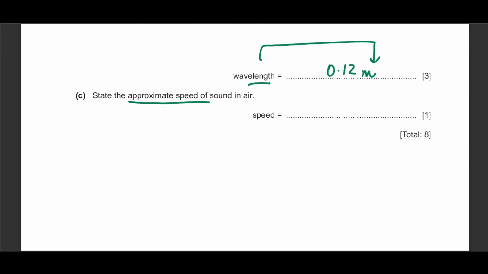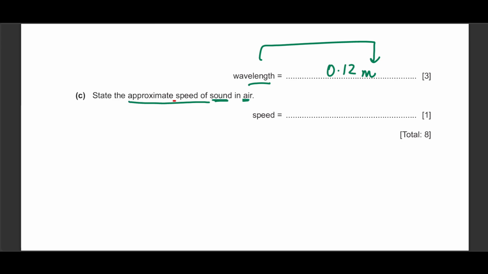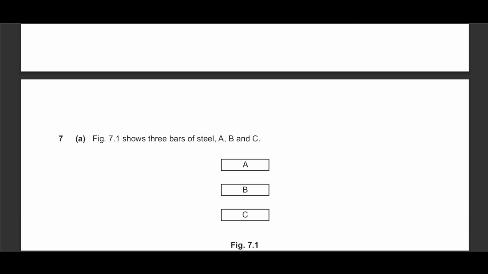Approximate speed of sound in air. Now, a common misconception at this point was, since the students read the word speed, they sometimes wrote down the speed of light in this place. He's asking for the speed of sound in air, which ranges from 330 to 350. So writing down 330 without the unit would lead to no marks. Again, speed, be careful about the unit.